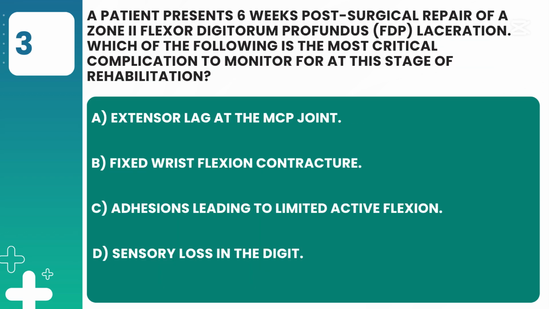Question 3. A patient presents 6 weeks post-surgical repair of a Zone 2 flexor digitorum profundus, FDP, laceration. Which of the following is the most critical complication to monitor for at this stage of rehabilitation? A. Extensor lag at the MCP joint. B. Fixed wrist flexion contracture. C. Adhesions leading to limited active flexion. D. Sensory loss in the digit.